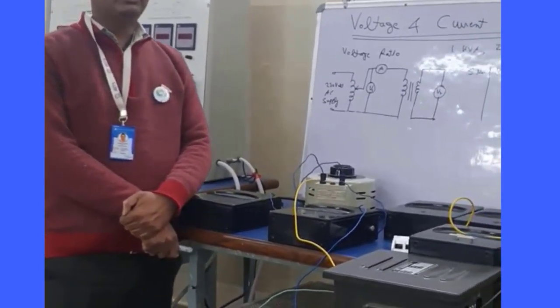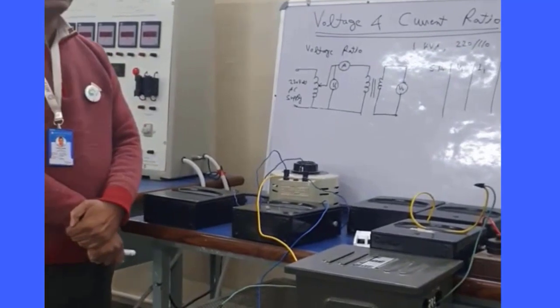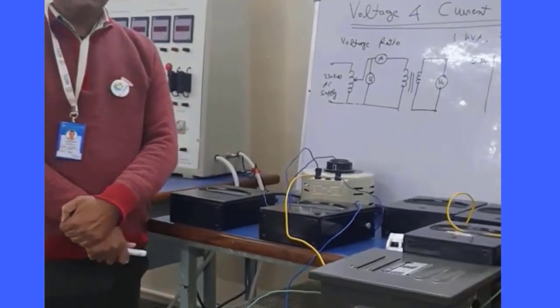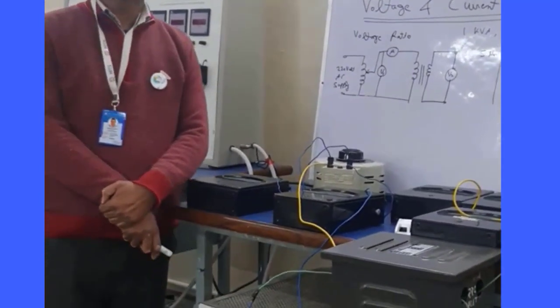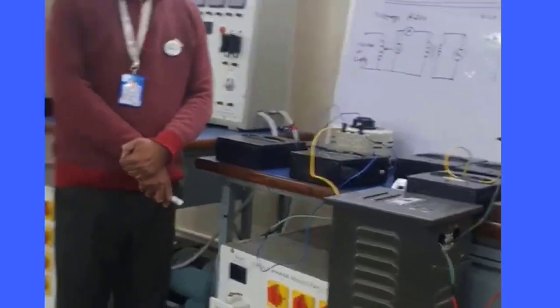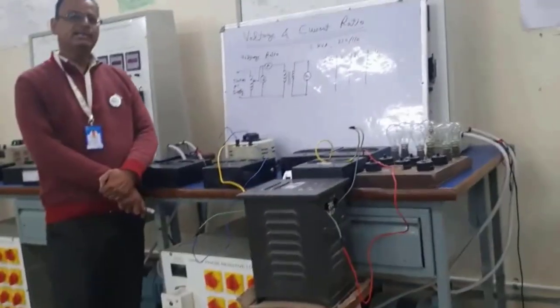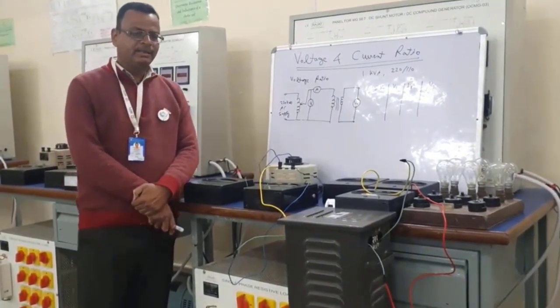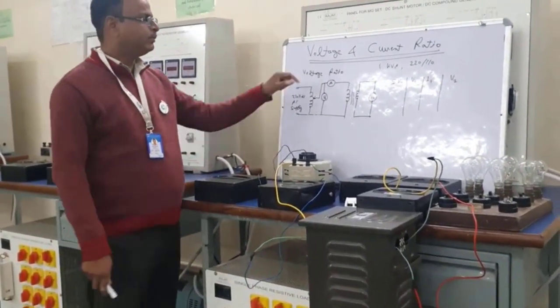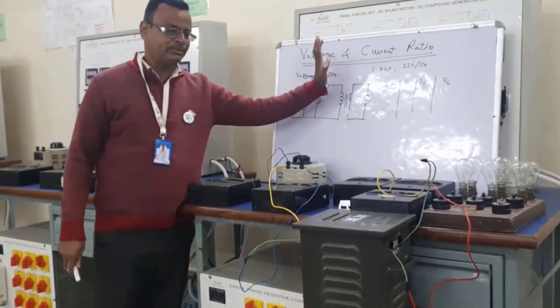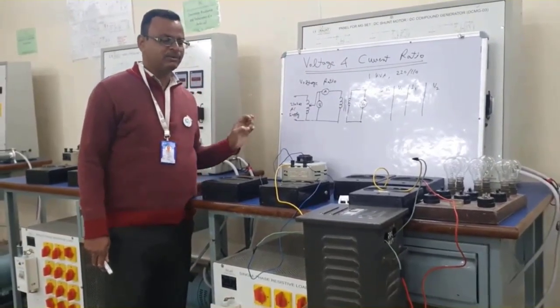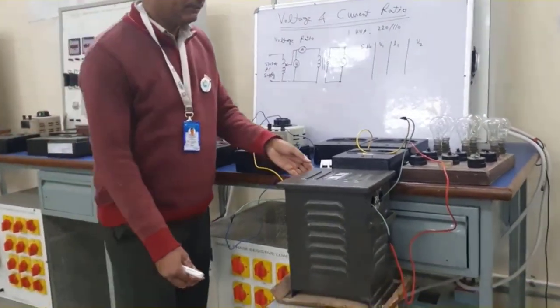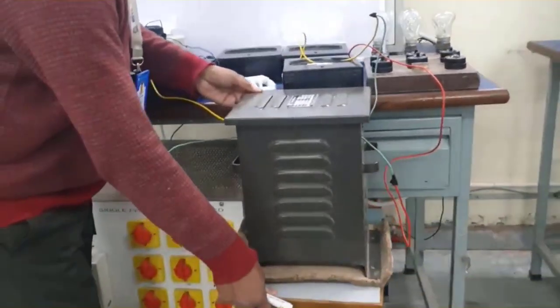Today we are going to do a new experiment on a machine, the transformer. As we discussed in the list of experiments, there are 3 experiments we have to perform on the transformer. The first experiment is to determine the voltage and current ratio of a single phase transformer. Here we are using a single phase transformer.